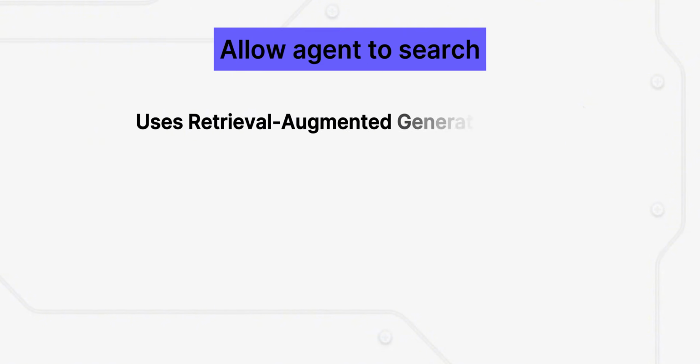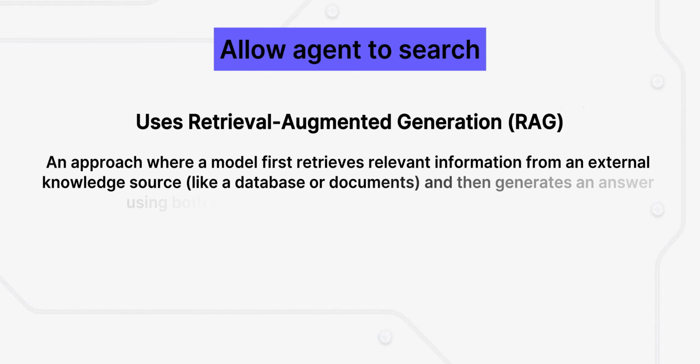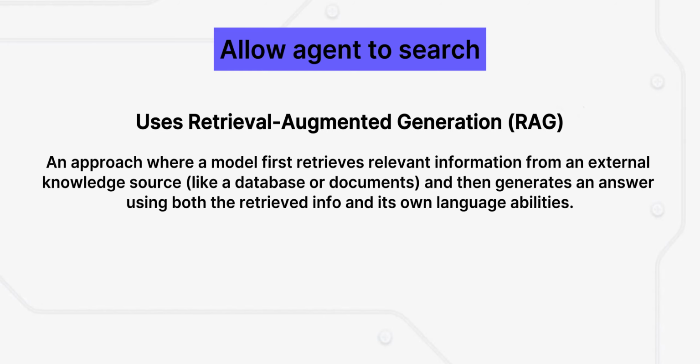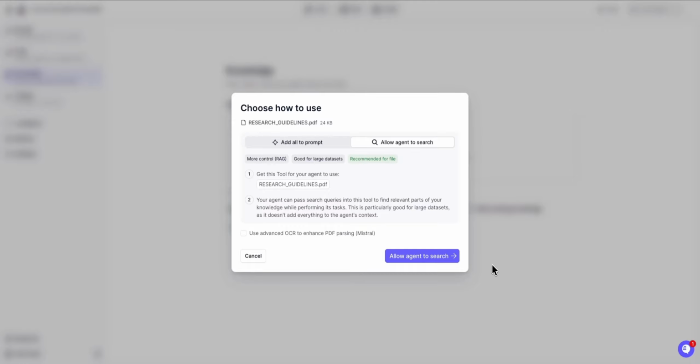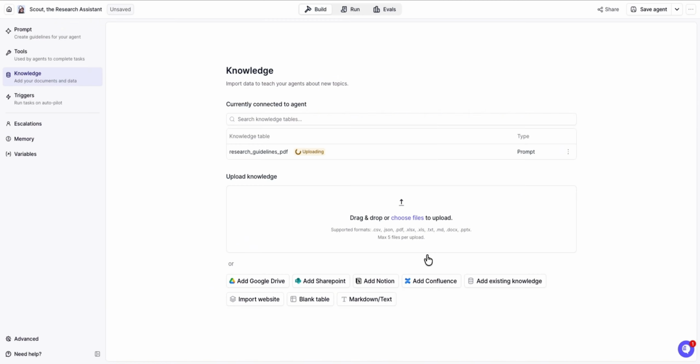The allow agent to search function uses RAG, retrieval augmented generation. Scout searches the document only when needed, which makes it better for large documents or databases. Since this is a small guidelines document, I'm going to use add all to prompt. Once you've selected this, you'll see the file uploading.